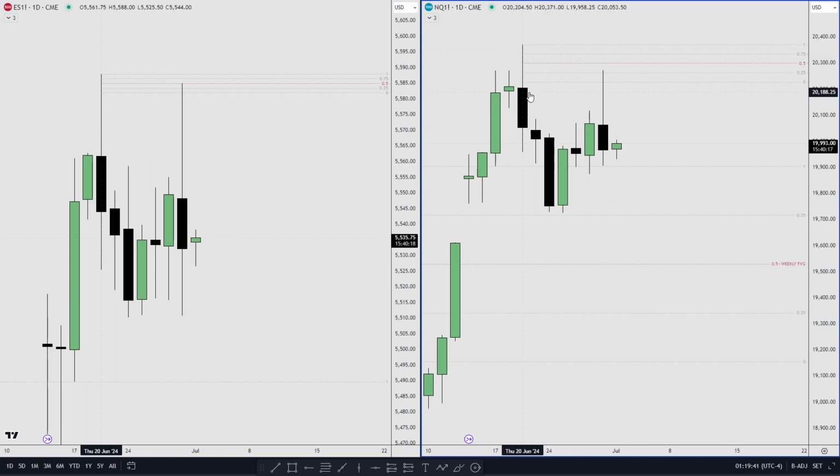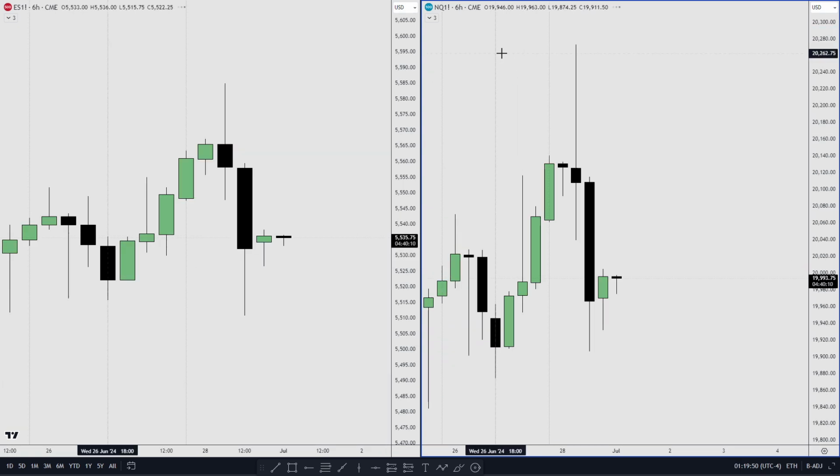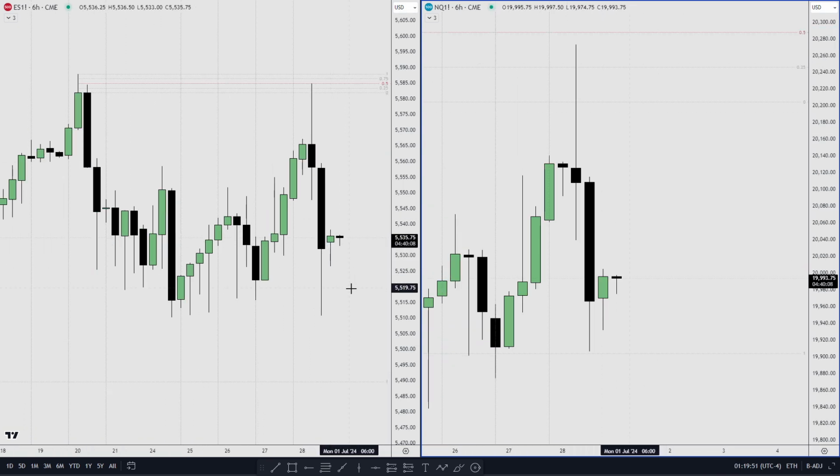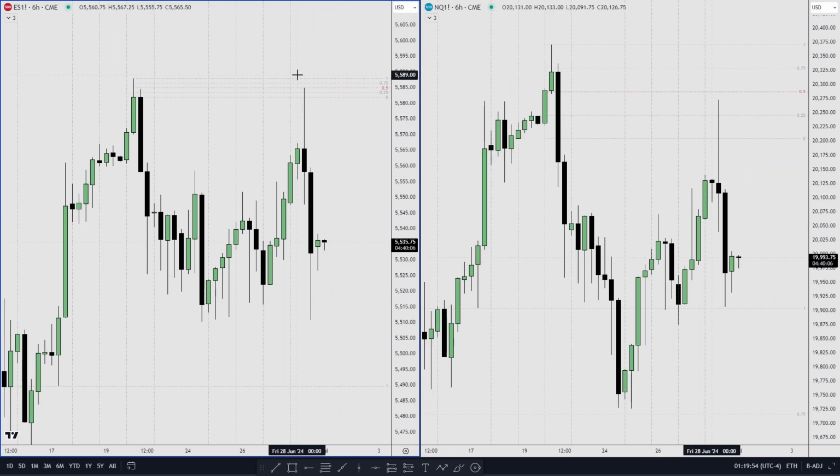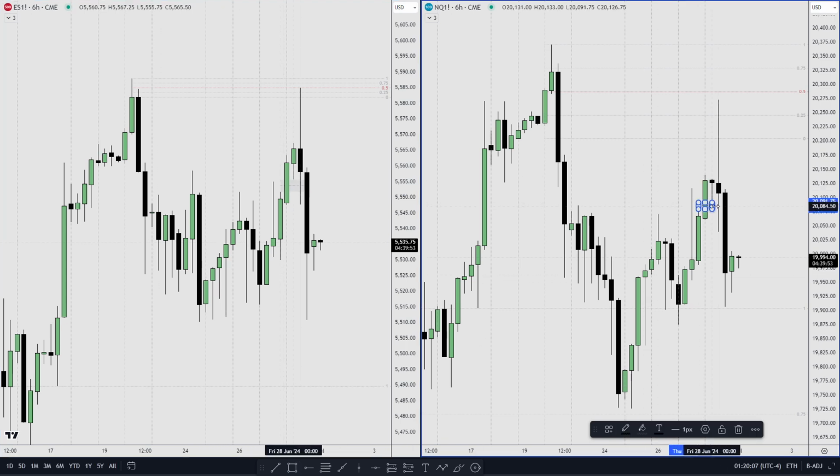This is the daily rejection block for NQ. And then for ES, I was expecting it to trade higher. However, what we got was something in reverse. And let's take a look at this particular fair value gap right here. This is a 6 hours fair value gap. It's formed between the Asia session and the London session.